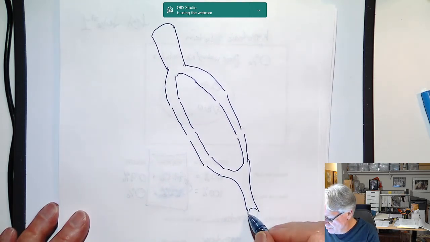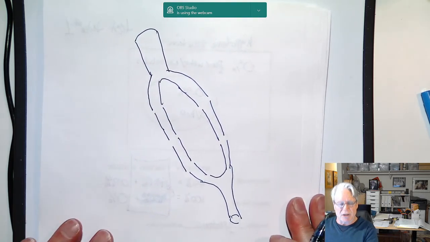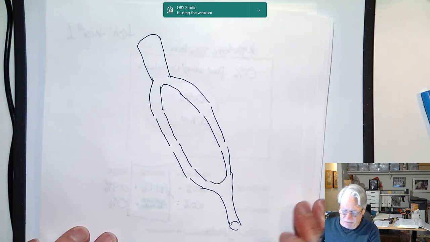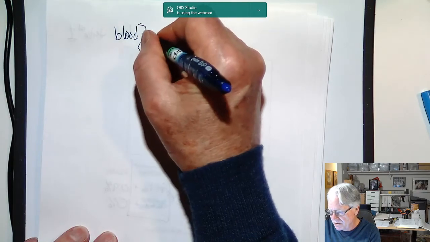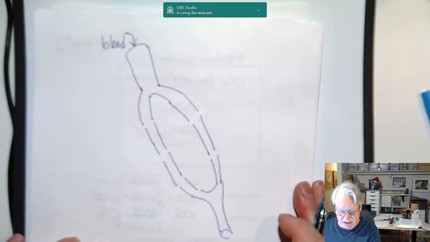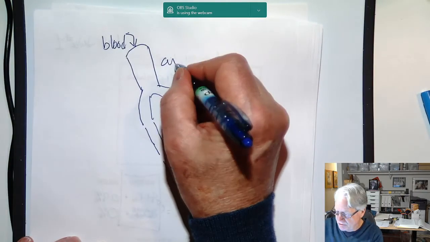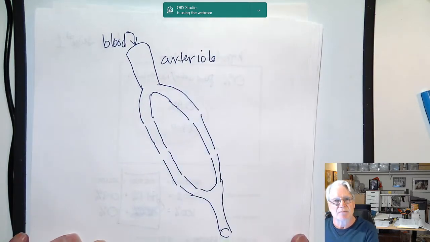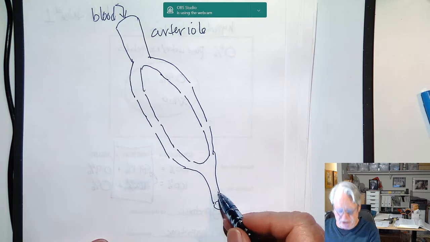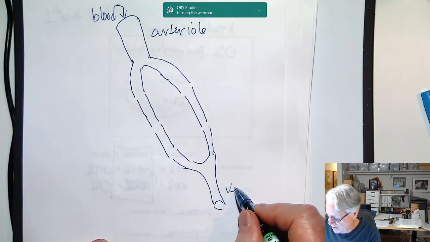And what we're going to see here is blood's going to come in. So this is fresh blood entering this end of the capillary bed. And the vessel that it comes into is called an arteriole. You'll learn about that in 40B. And it leaves the capillary bed in a vessel called a venule.